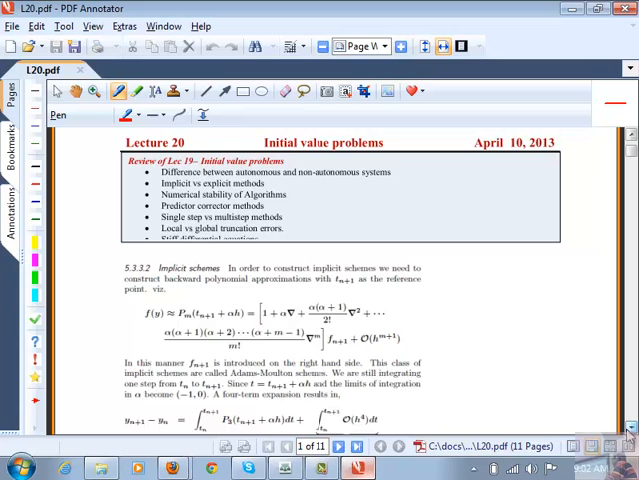So in the last lecture, we looked at algorithms for initial value problems.